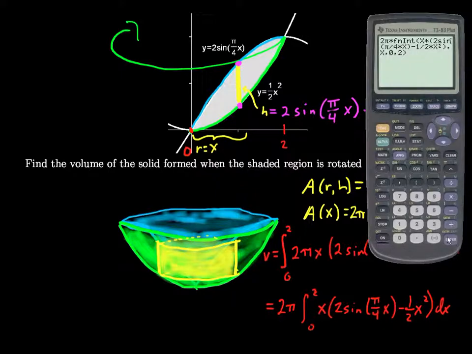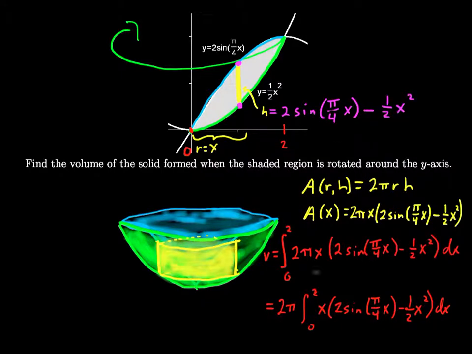and I should get 7.805. Let me make sure that I had everything in there: the radius, the top function, the bottom function. Okay, so 7.805, and that is going to be approximately my answer. So it's approximately equal to 7.805. Final answer.